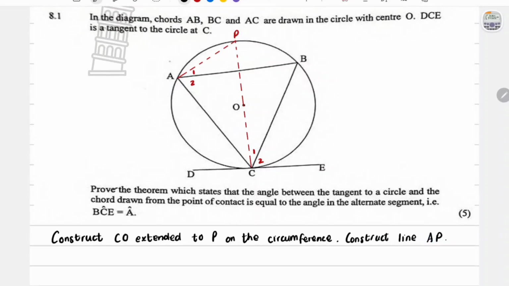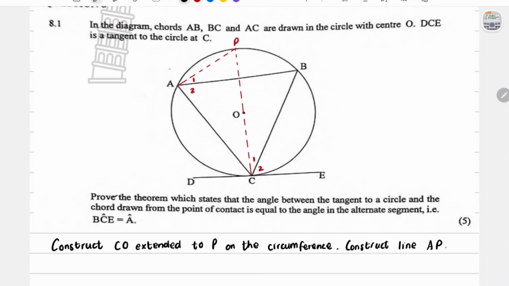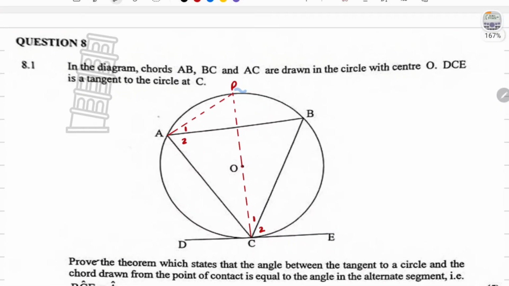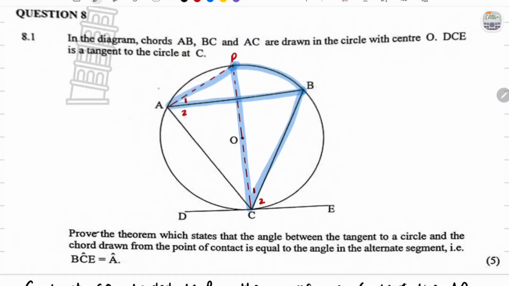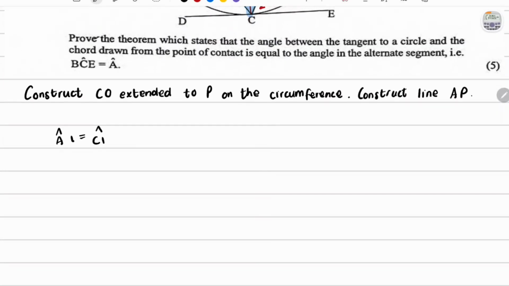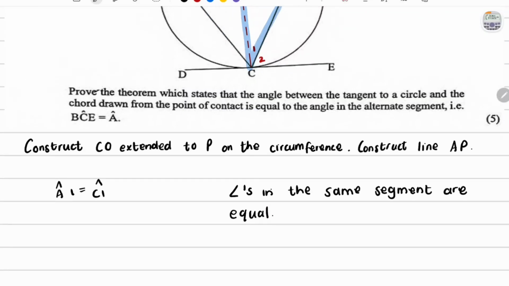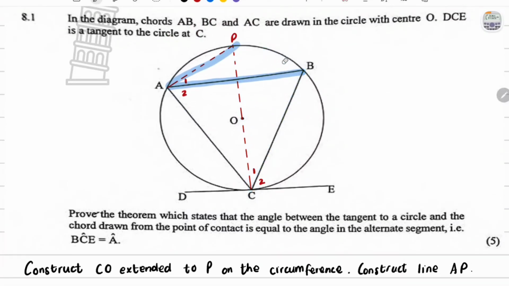That's all we're doing. So the first thing we're going to do is, when looking at this, I want you to see this arc PB. It is supporting this angle at the circumference, angle C1, and it's also supporting another angle at the circumference, angle A1. So that would mean that they're equal because they're supported by the same arc. So we'll say that angle A1 is equal to angle C1. Those two are equal, and our reason would be angles in the same segment are equal.